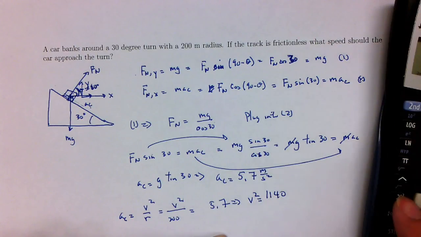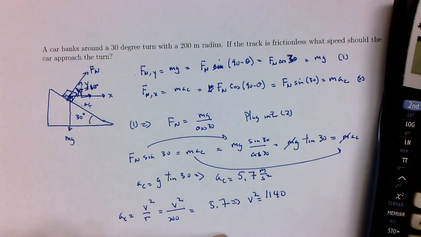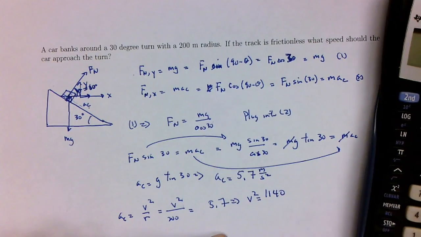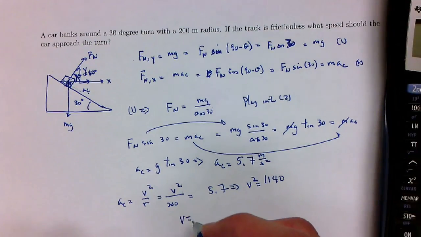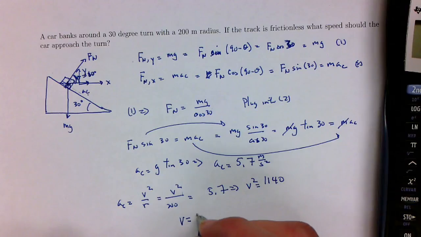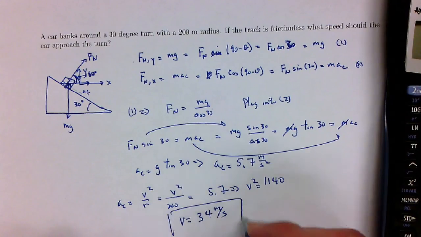Second function is square root of 1140. Close that. And there it is. v is equal to 34 meters per second. Alright, and that's our answer.